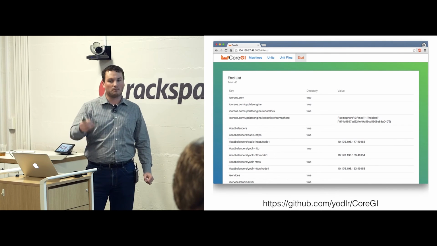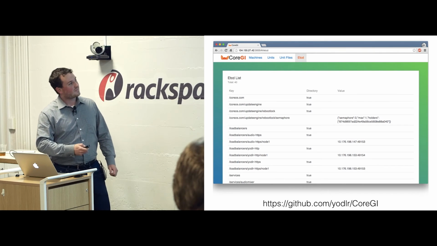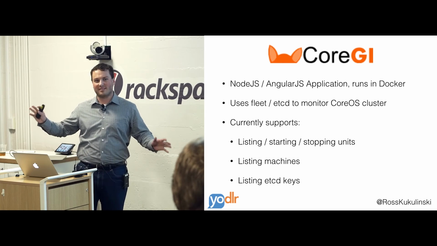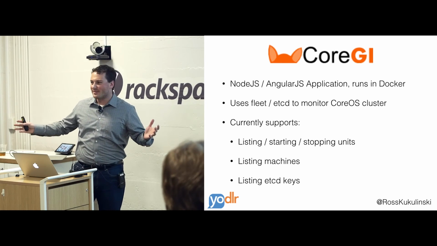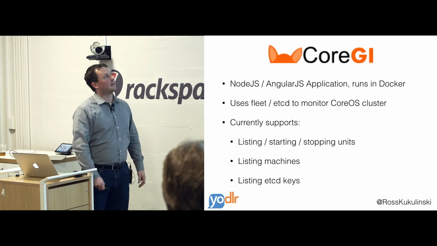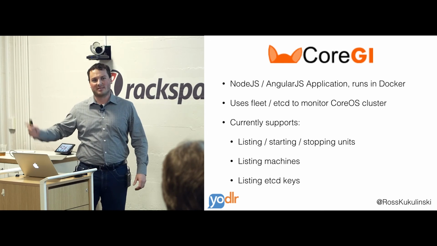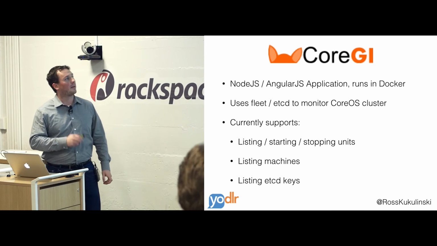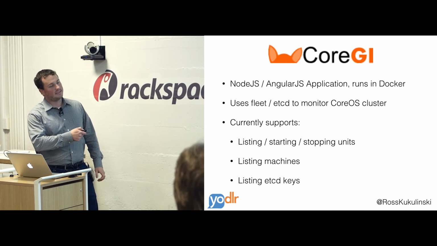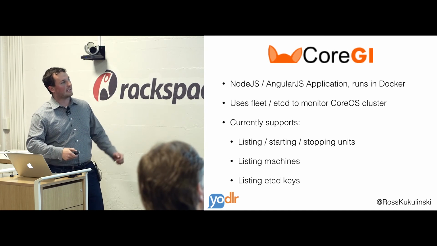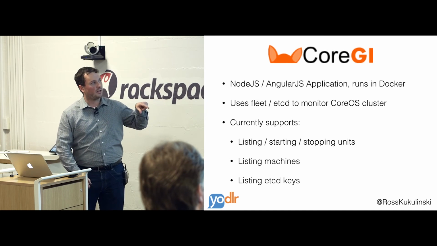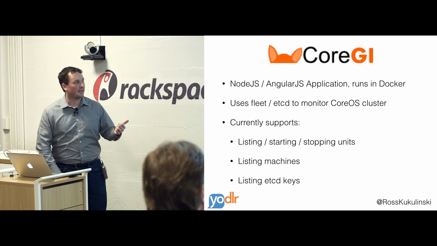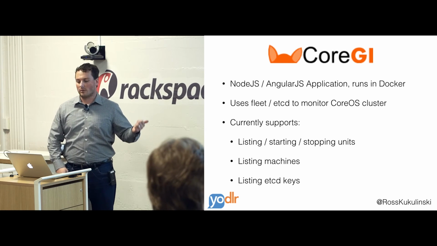In fact, we use fleet behind the scenes. And it's a Node.js Angular application. I know a lot of people here are like Go people. We don't know Go, so we wrote it in the thing that we know how to use. Again, we love pull requests, so it's something that we're actively working on. And if you have some ideas, we would definitely love to talk to you more about that. We're using fleet and etcd to monitor the CoreOS cluster. And as of right now, we support listing, starting, and stopping units that are already defined in the cluster, listing machines, and listing etcd keys, which we just rolled out last week.